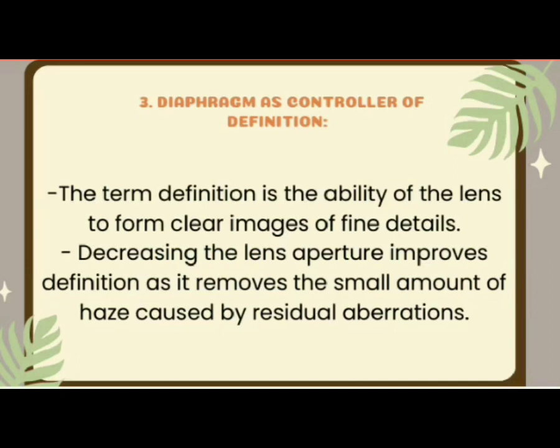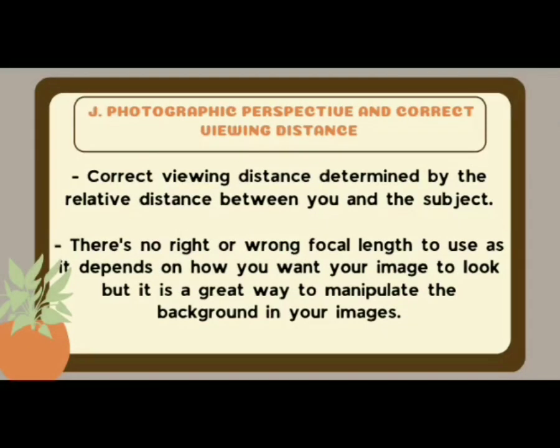So, diaphragm as a control of definition. It seems like you're discussing the role of the diaphragm in improving the definition of images formed by the lens. Decreasing the aperture size can indeed enhance definition by reducing the impact of residual aberrations and minimizing haze. This results in clear images with finer detail.